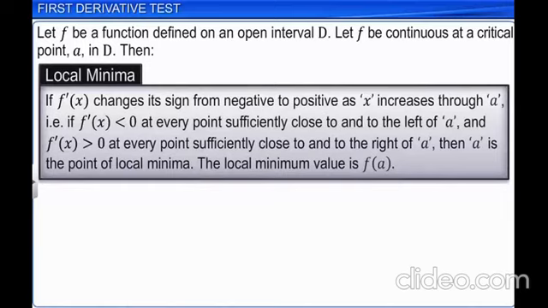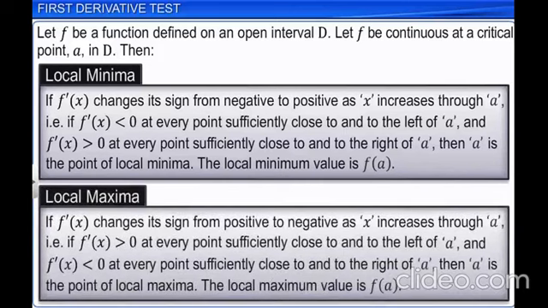Here, the local minimum value of the function is its value at A. If the derivative of f changes sign from positive to negative as x increases through point A, then A is known as the point of local maxima. Here, the local maximum value of the function is its value at A.